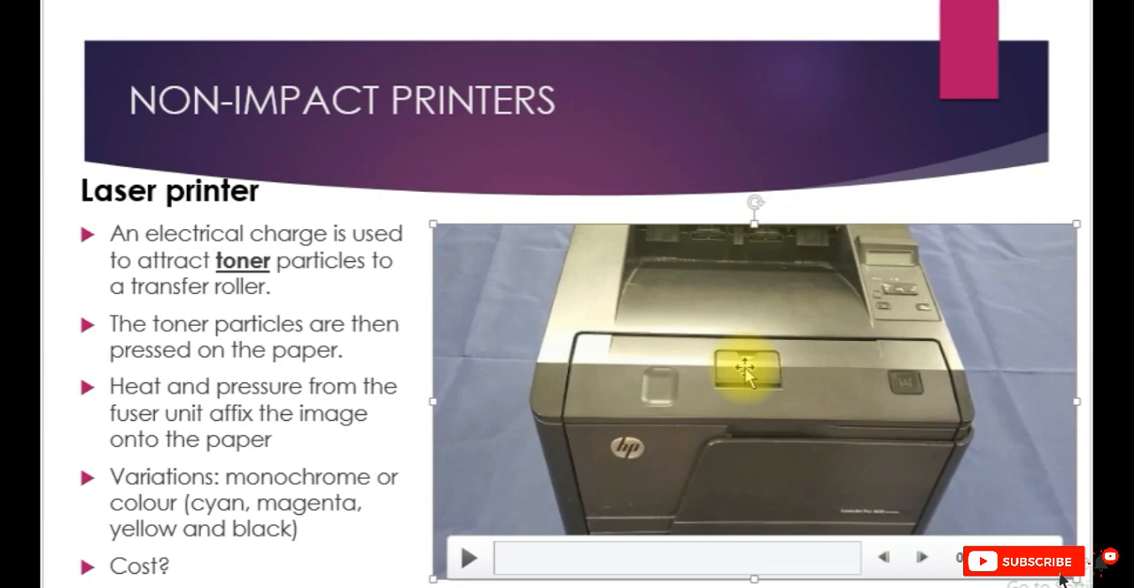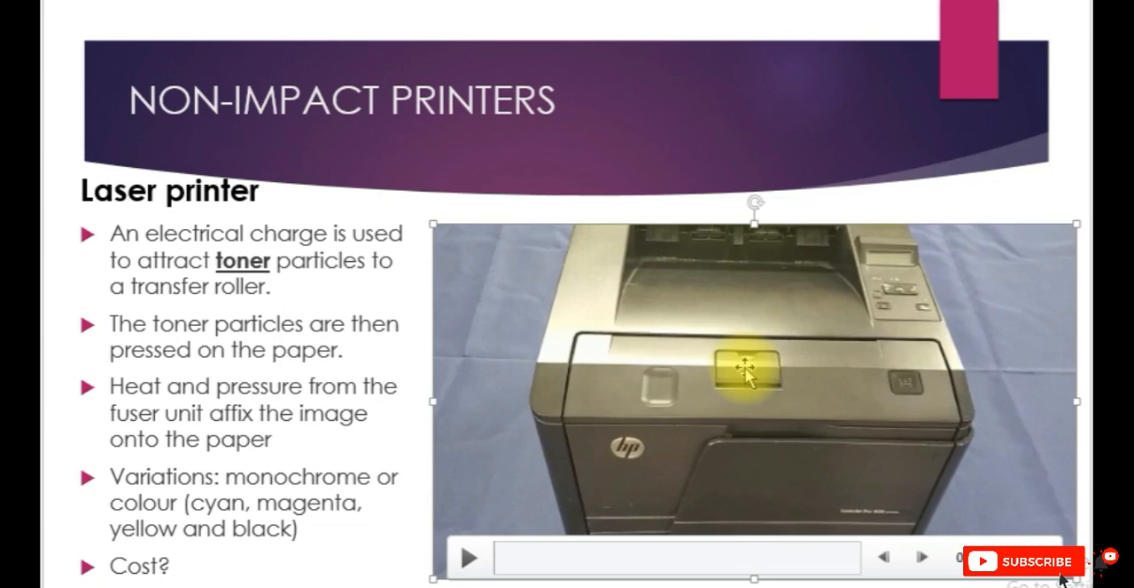I should say that a laser printer has far more components. It's very complex in terms of technical structure, far more complex than how an inkjet printer is designed. So it has far more parts, far more components, and the mechanism is totally different from the makeup of an inkjet printer.